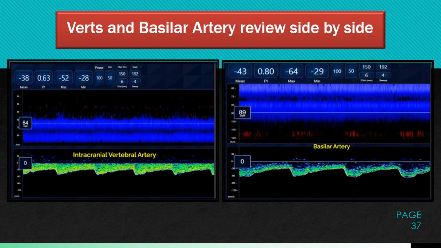Your basilar artery, as we mentioned, is identified at a deeper depth than your vertebral. You will find it at 80 millimeters and on to about 111 or 120. The mean flow velocities are usually a little bit higher in your basilar versus your vertebral, and the average means are 41 plus or minus 10.